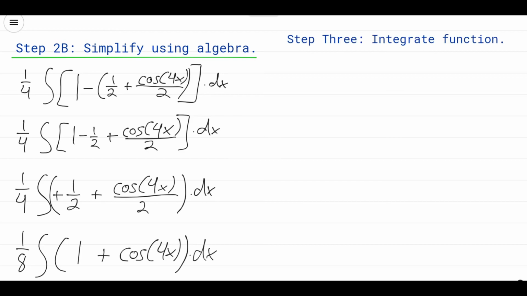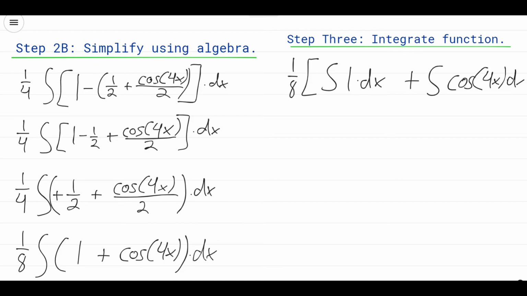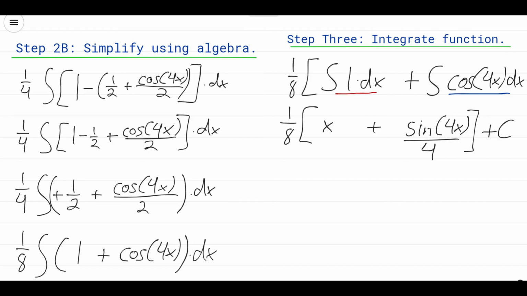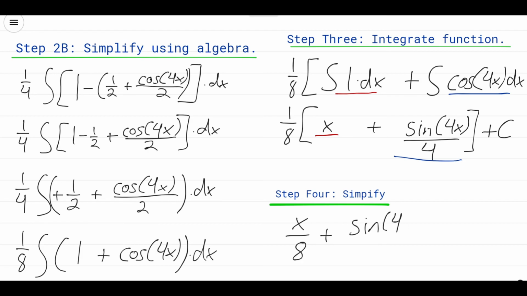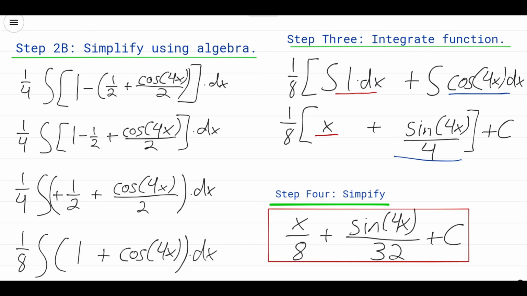So now I can integrate this. So we're going to integrate the current function, and I know 1 over 8. When I integrate 1 dx plus cosine of 4x times dx, I'm going to separate it into different integrals. The integral of 1 dx is x, and the integral of cosine of 4x is sine of 4x divided by 4, plus c. So now I'm going to simplify this by distributing the 1 over 8. So I get x over 8 plus sine of 4x over 32 plus c. And that's the final answer.